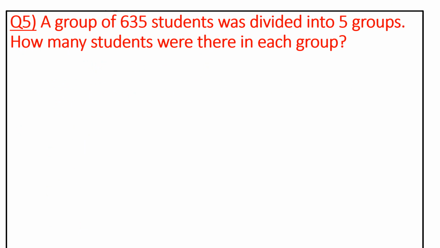To the next question, children. A group of 635 students was divided into 5 groups. In a school, there are 635 students and we are making 5 groups. Okay. Group A, Group B, Group C, Group D, Group E, like that. So how many students were there in each group? As we are dividing an equal number of students in each group, we will do division here. You need to find how many students were there in each group. Write the statement.